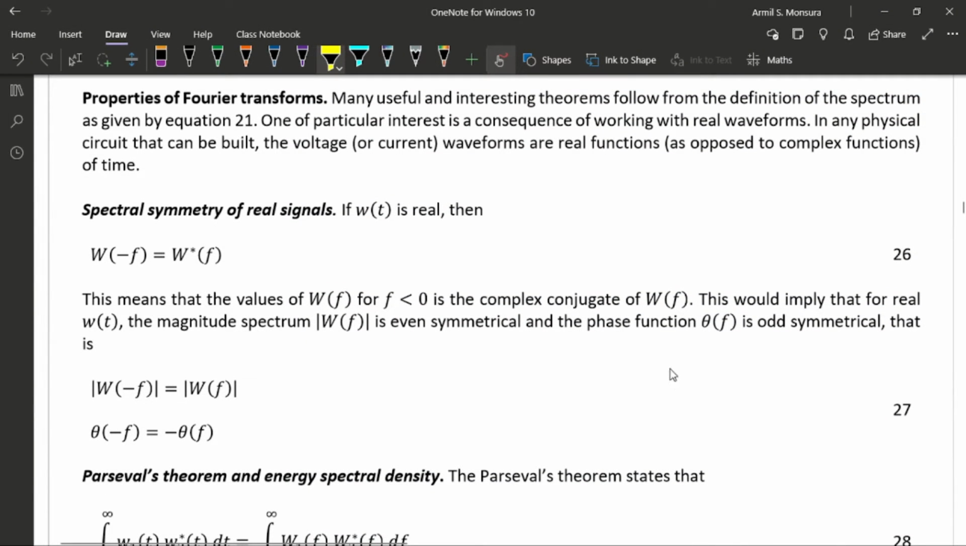Now, let us proceed to the discussion of the properties of your Fourier transform. Many useful and interesting theorems follow from the definition of the spectrum as given by equation 21. One of particular interest is a consequence of working with real waveforms. In any physical circuit that can be built, the voltage or current waveforms are real functions of time. They are not complex functions.